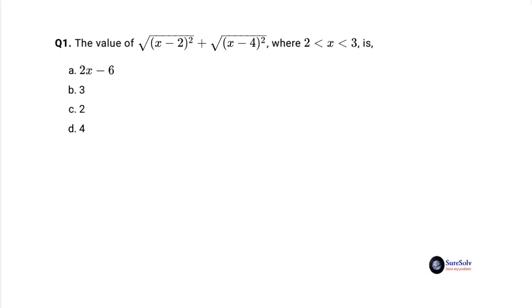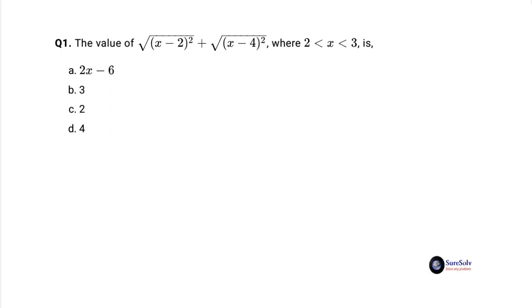Question 1: the value of root over (x minus 2) whole square plus root over (x minus 4) whole square, where x is greater than 2 and less than 3, is option A 2x minus 6, option B 3, option C 2 and option D 4.